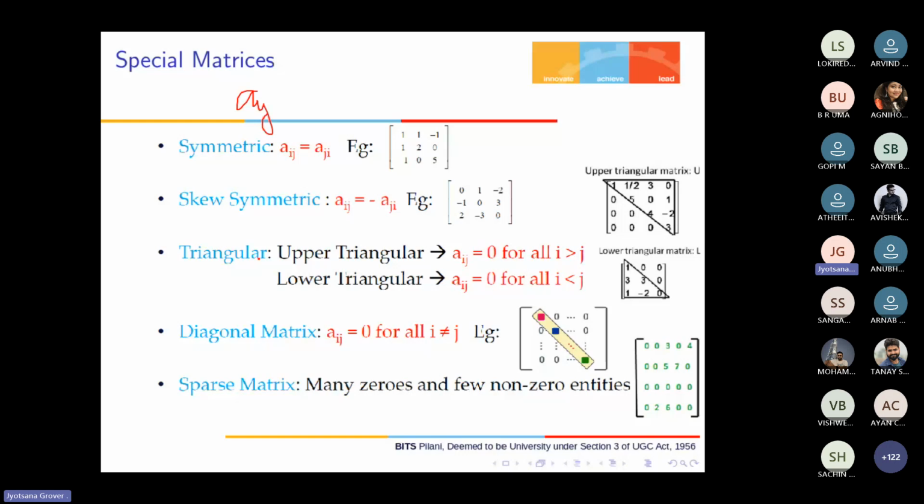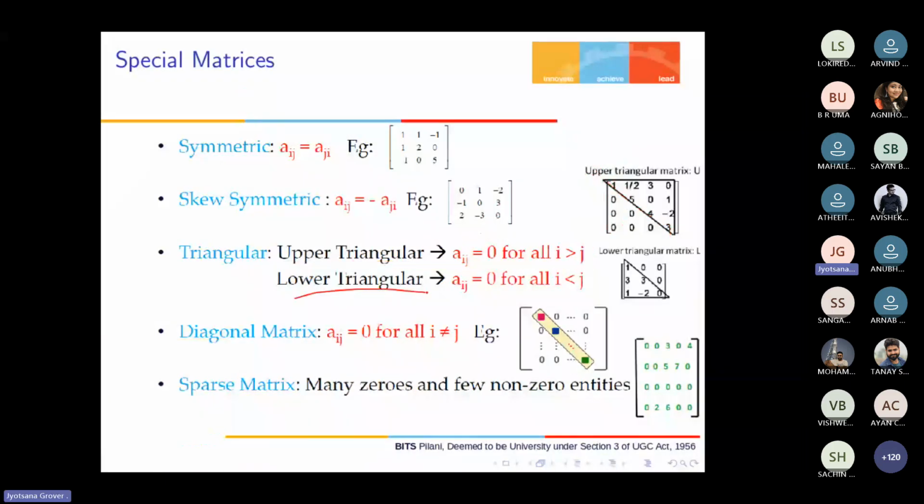Okay, now upper triangular means A_ij is 0 for all i greater than j. What does this mean? So this is upper triangular here. So i is greater than j. That means row number should be greater than the column number. So see this entry, this entry is 3, 1. So here row number is greater than column number. Column number is 1. So upper triangular means that below the diagonal all entries are 0. So this you call upper triangular.